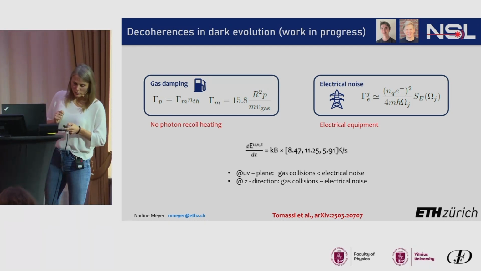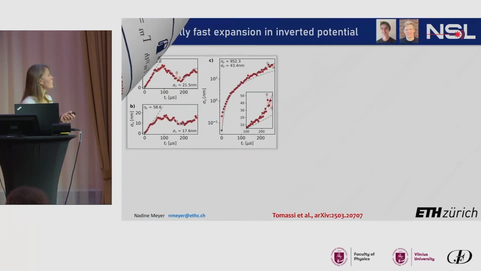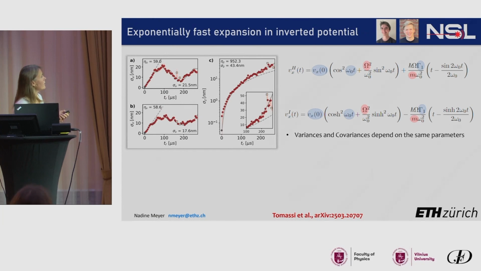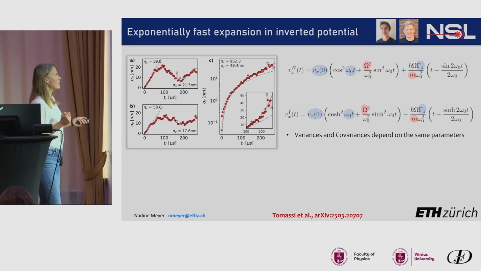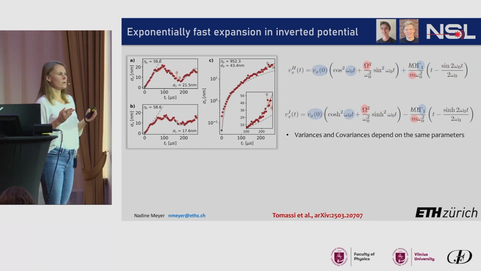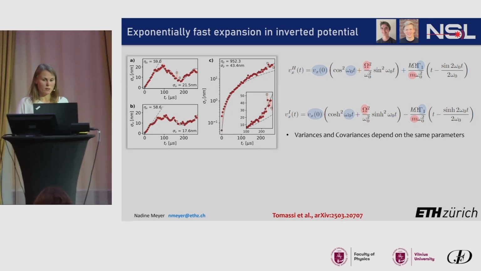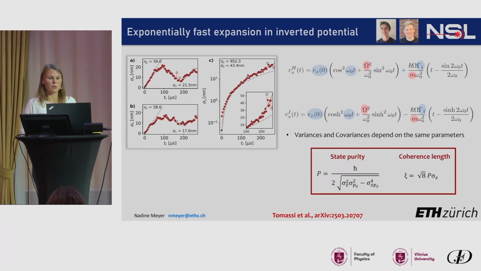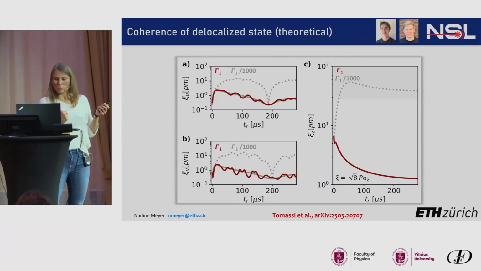And now, in the interest of time, I will skip the last part. I just want to highlight that if you believe that I can describe the data with my model, I can actually describe all variances and covariances in the same way because they depend on the same parameters in the same way, and I could actually extract the purity out of this position measurement, and therefore also estimate the coherence length. And with this, I skip this.